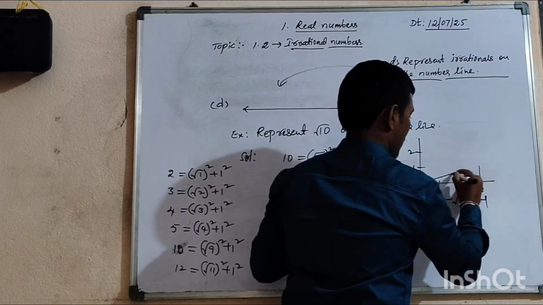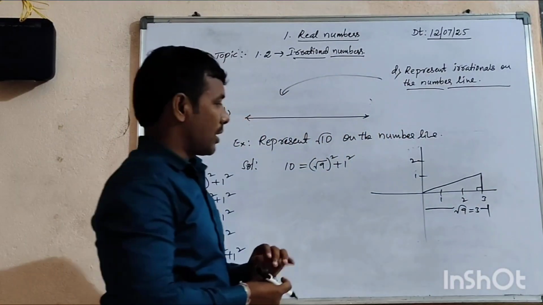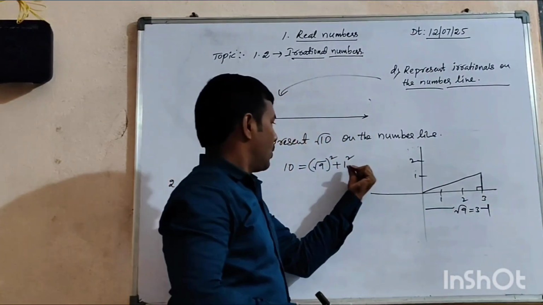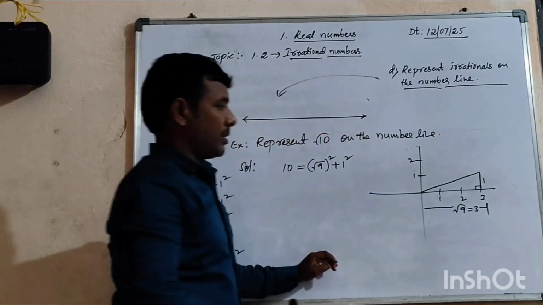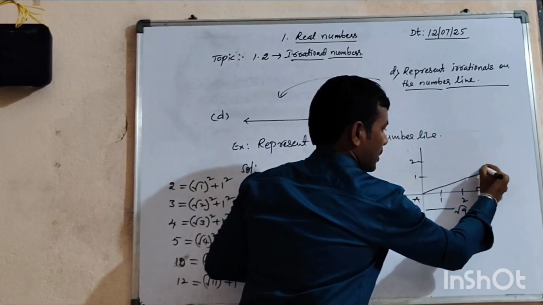Now just make it like this. Connect the arc. Now we got a right angle triangle. See, root 9 is here, this is the distance. 1 is there, this measurement. So you take this as A, this as B, this as C.